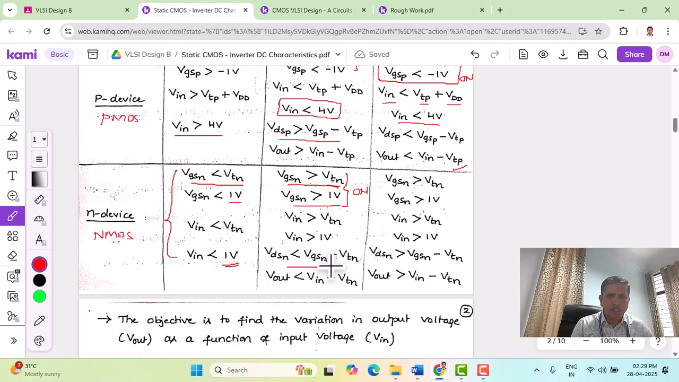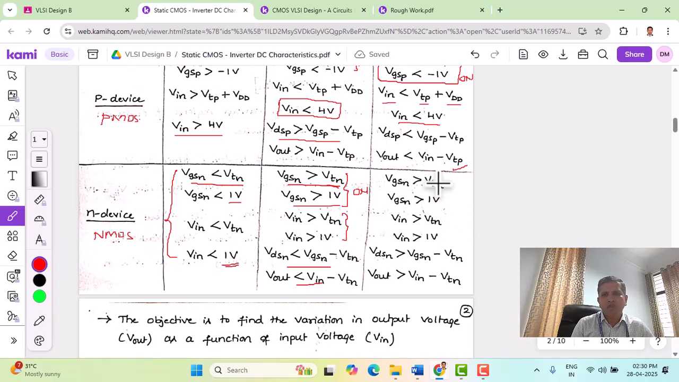So this condition makes the transistor operate in the linear region, and this can be written alternatively as Vout should be less than Vin minus VTN, since VGSN is equal to Vin. So these are the alternate expressions here. The input required to operate in the linear region is that the input should be greater than the threshold voltage, whereas VDSN should be less than VGSN minus VTN. So these are the couple of conditions that need to be satisfied to operate the N-channel device in the linear region.